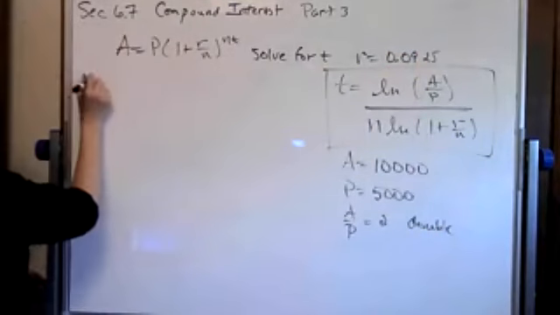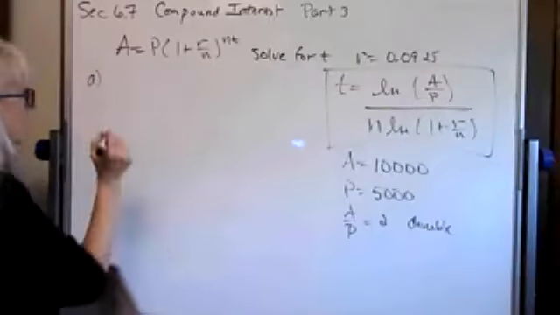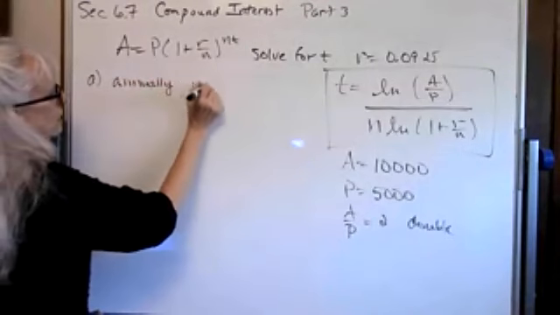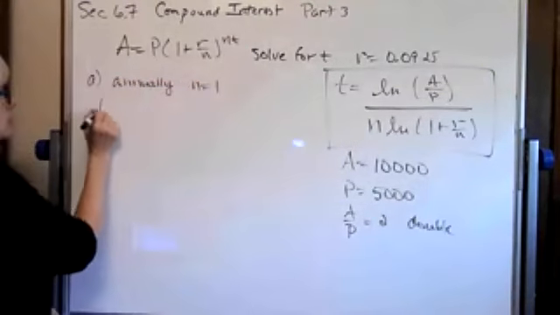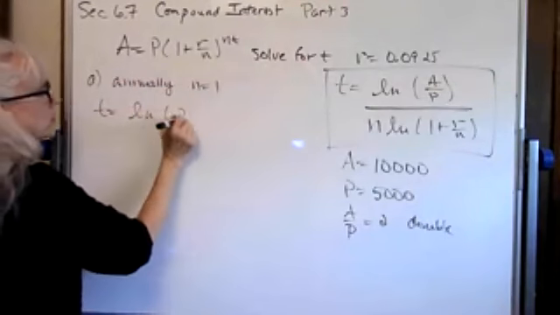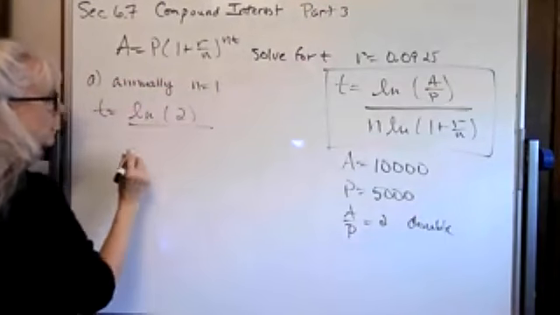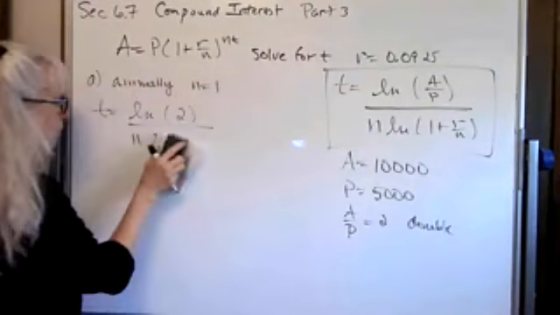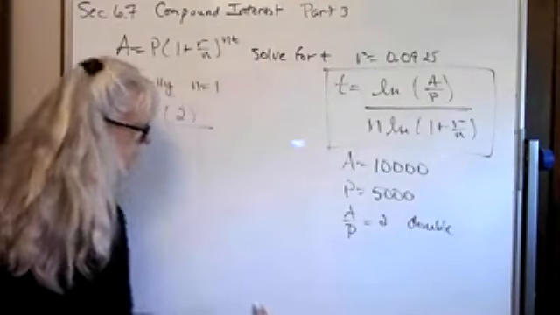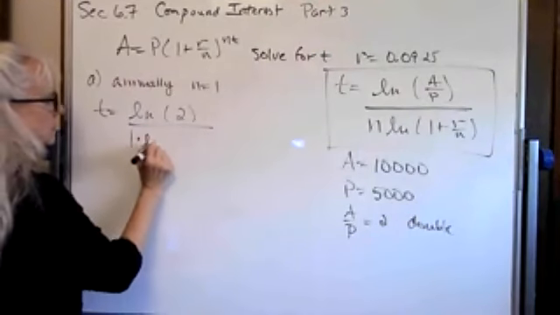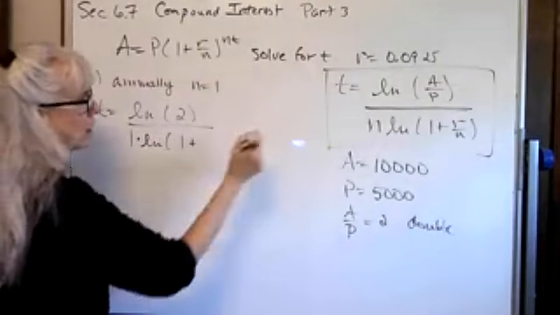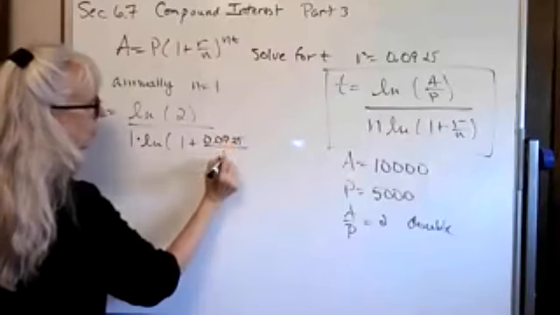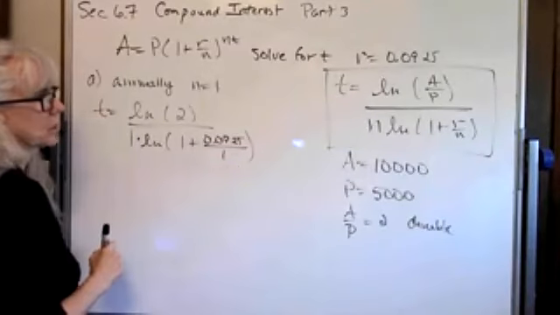So for part A, excuse me, I'm froggy this morning. It's saying annually. So when we do annually, we know N is equal to 1. So now we're just going to use our formula. So T is going to be equal to the natural log of 2, that's our A divided by P, all over N times, N is 1. We're replacing N. We know N is 1. So 1 times the natural log of 1 plus R, which was 0.0925, all over 1. And there it is. So we've used our formula.